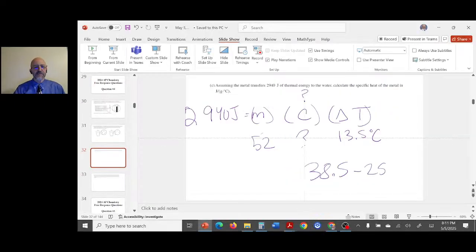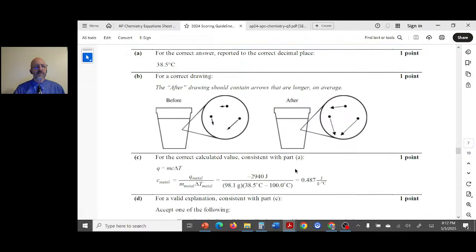All right, let's take a look. Official scoring guidelines are, well, there's the 2,940 divided by, oh, oops. Yes, I was thinking of the water. I wasn't focusing on which substance was actually getting hotter or colder. So they don't want the specific heat of the water. Duh. They want the specific heat of the metal. So yeah, I was going a little bit too fast on that one, so I apologize.